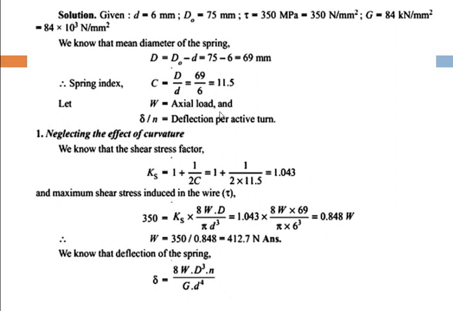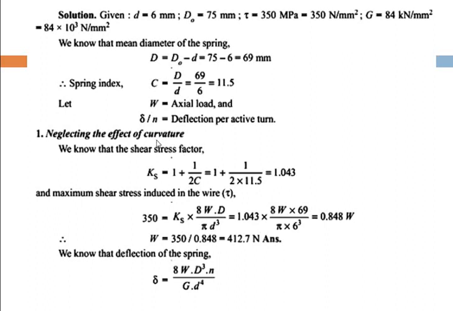W is the axial load and delta by n is the deflection per active turn. Now we need to find out the deflection value. This first case is without the effect of curvature, that is, Wahl's factor will be there for stress concentration. We are neglecting the stress concentration and finding out these values.